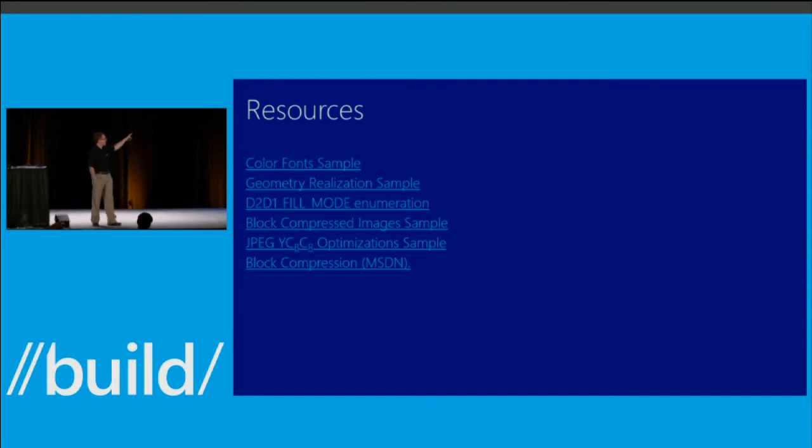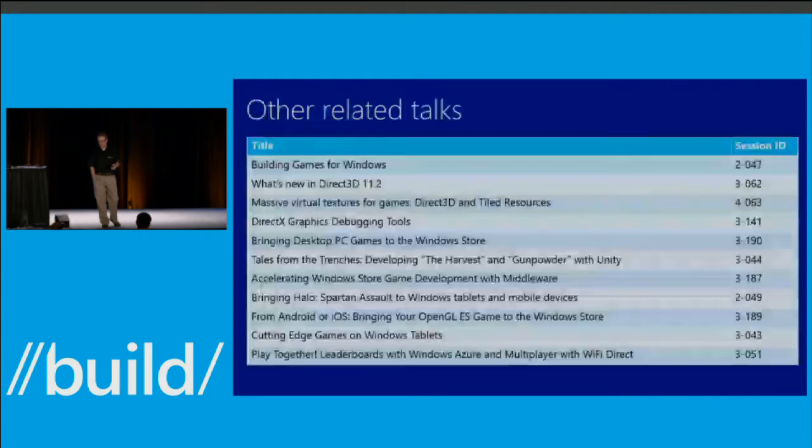I mentioned the fill modes enumeration. That's also there. And then references. We have 2 new samples that are on both using block compressed image sample for DDS and the YUV work. And then finally, there's a write-up on block compression on MSDN that's been available. It's also there. Other related talks within the DirectX stack. These are other things that are going on.